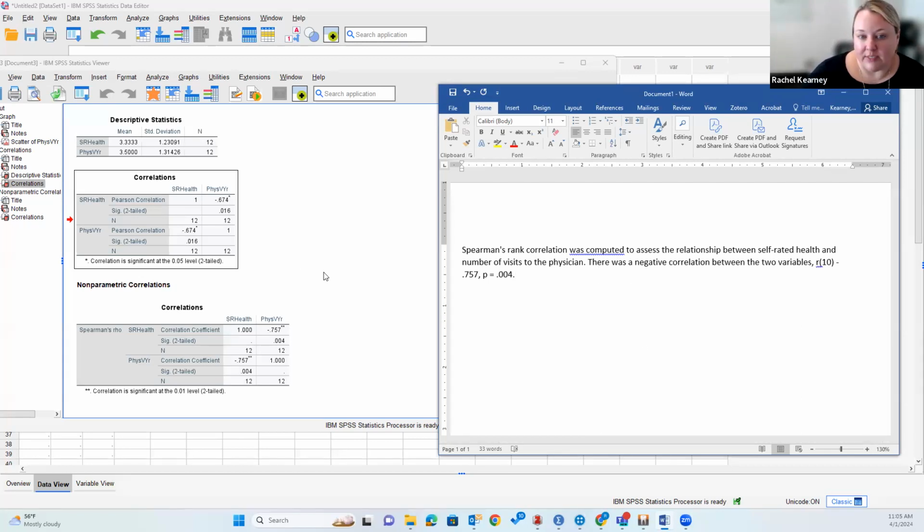And so really what this means is that there is a negative relationship between these two variables. As one would decrease, the other would also decrease.